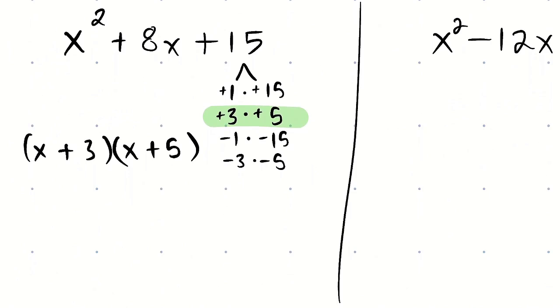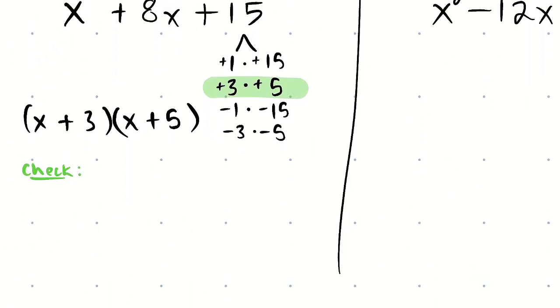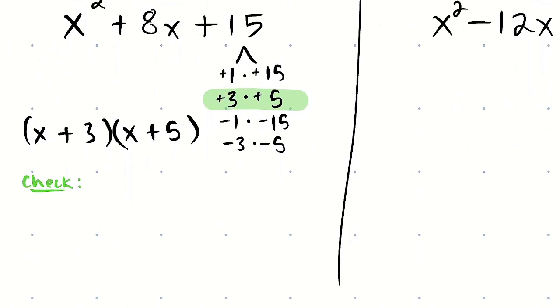Well, let's check to see what we just did. We can always check by FOILing, multiplying. The opposite of factoring is multiplication. So let's check. I'm going to check by multiplying x times x first. So we're going to FOIL. x times x, then x times 5, 3 times x, and then 3 times 5. So let's do that. x times x is x squared. Then we have positive 5x, and then positive 3x. And lastly, we get positive 15.